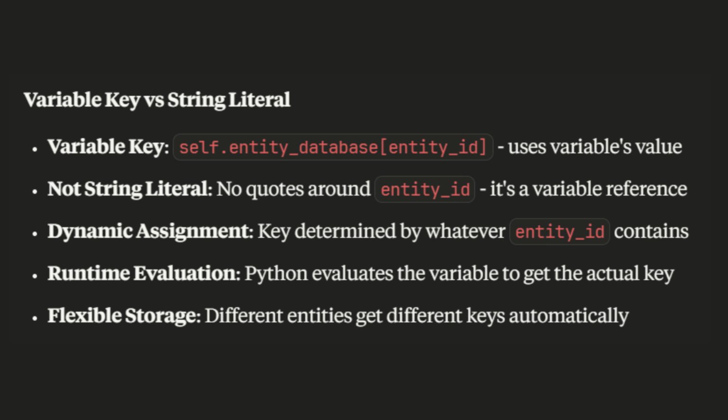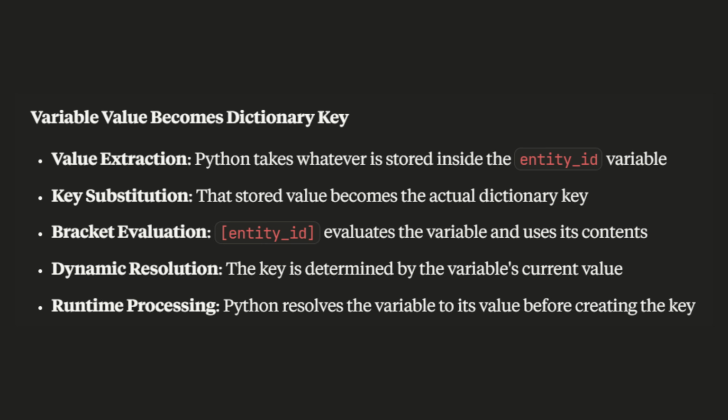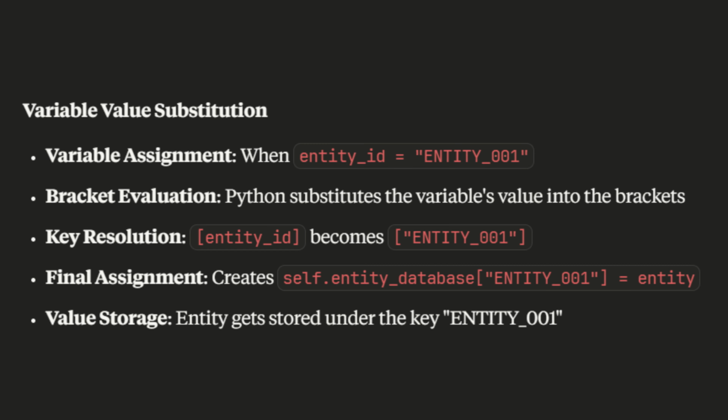So it's not a list. We're using those brackets to access entity ID. This is dynamic because the entity ID variable might contain entity 001, 2, or any custom ID that was passed. The bracket notation uses whatever value is stored in that variable as the actual key. So when entity ID is assigned to entity 001, the assignment becomes self.entity_database entity 001 assigned to entity. This is dynamic database building.